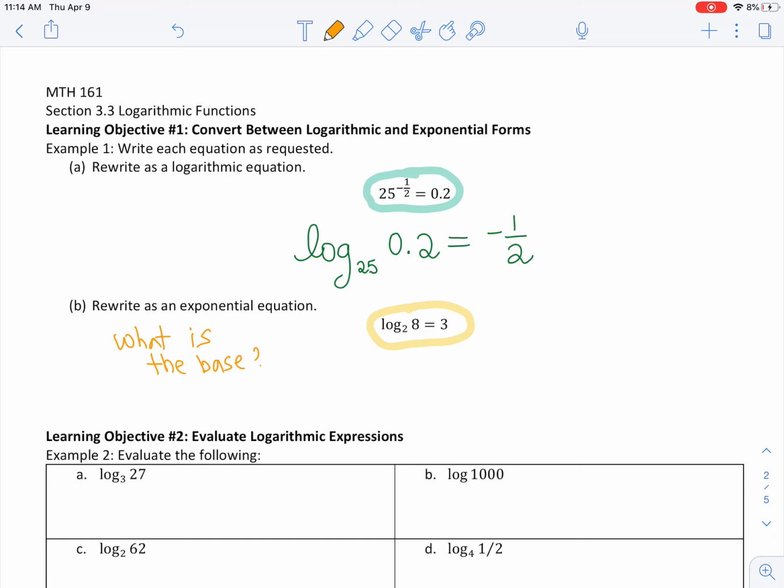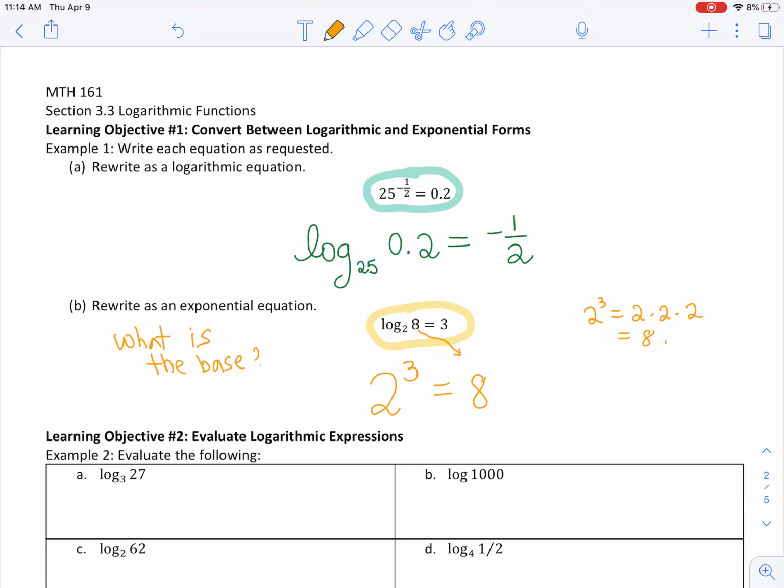Base is 2, right? So write the 2 as the base of this exponential form. And what's the exponent? The exponent will be 3, right? And that equals what number? What's the only number left? 8. Now, see, that's true. Is 2 cubed really equal to 8? 2 times 2 times 2 is 8.